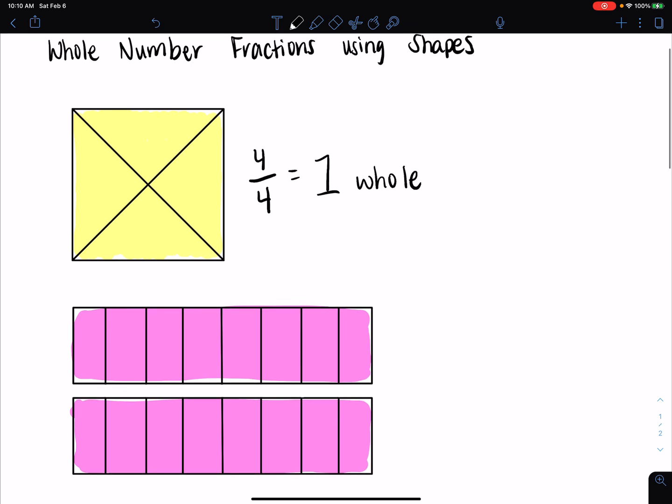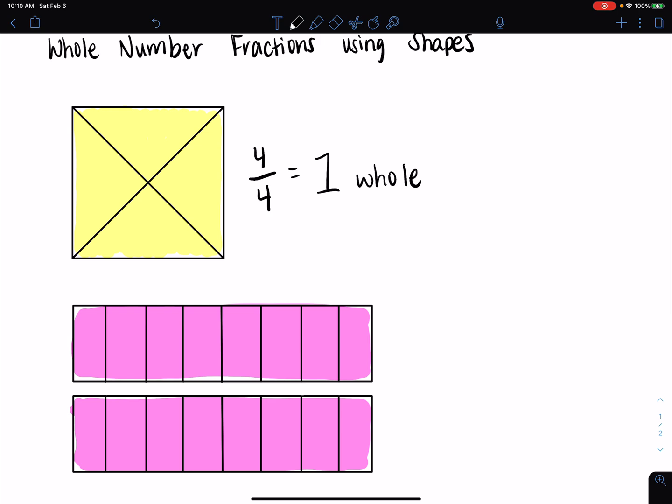So moving down to these pink rectangles, we need to figure out what kind of whole number fraction we could write with that. We can see that out of 1, 2, 3, 4, 5, 6, 7, 8, for this top rectangle, 8 out of 8 is shaded. And again, for the bottom, 8 out of 8 is shaded, which would again equal one whole and one whole. But I want to write a fraction that represents this.